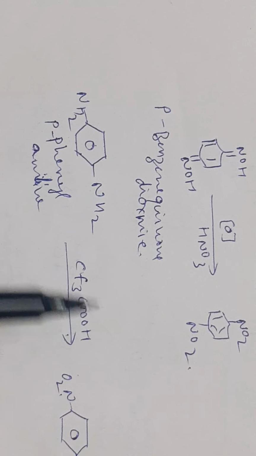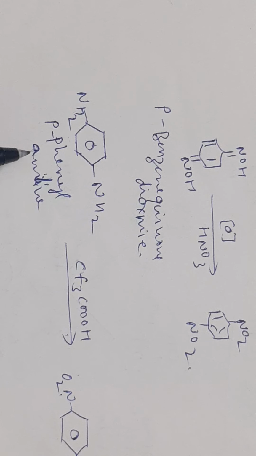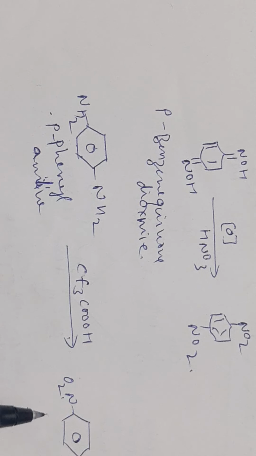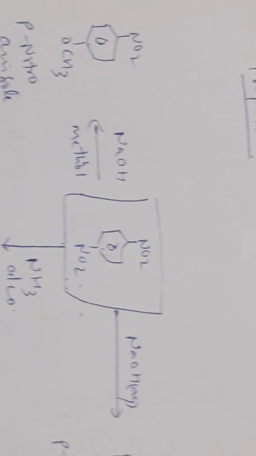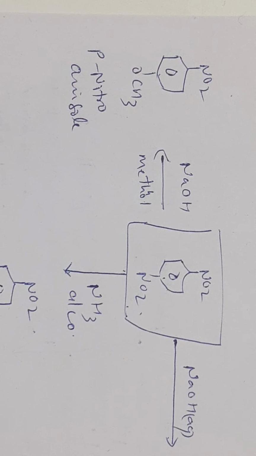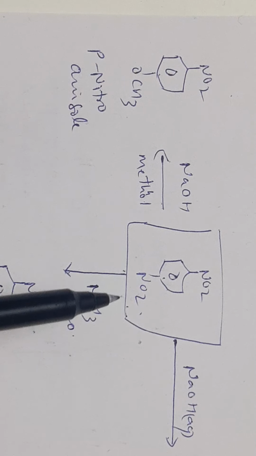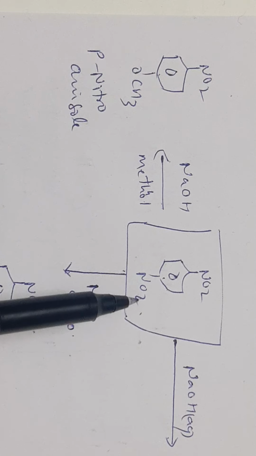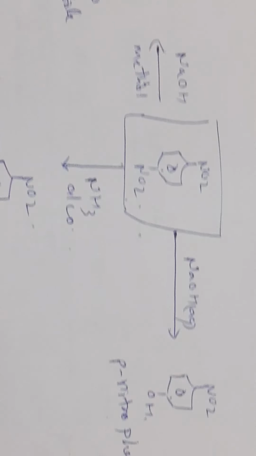Also, the para-phenylenediamine, when oxidized with trifluoroperacetic acid, then both the NH2 groups are oxidized and we get the para-dinitrobenzene. So these are the syntheses of para-dinitrobenzene. The reactions of para-dinitrobenzene are similar to the ortho-dinitrobenzene. The para-dinitrobenzene reacts with sodium hydroxide, the NO2 group is replaced by the OH group and we get the para-nitrophenol.